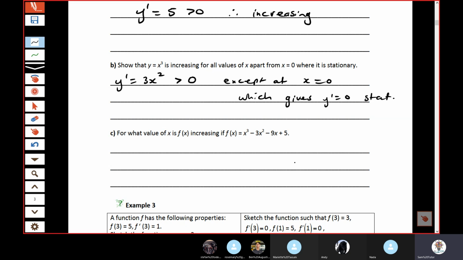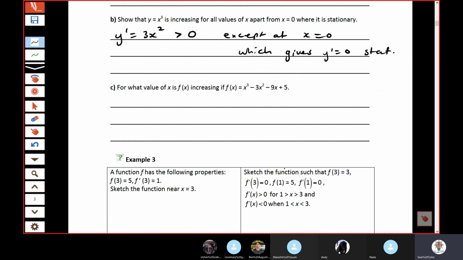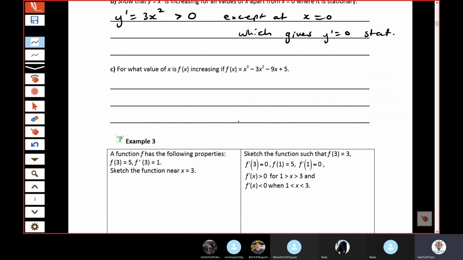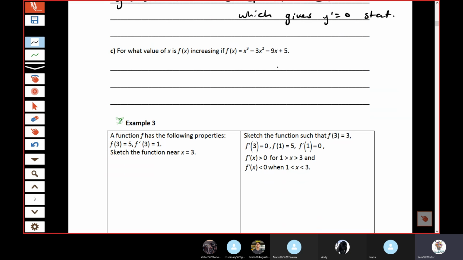I think you guys get it. You're not going to get a question like that in your exam. You will get C. C will be what you will see in your exam. It'll actually just say, for what values of x is this component increasing? All right, so that's f dash of x equals 3x squared minus 6x minus 9, greater than 0.